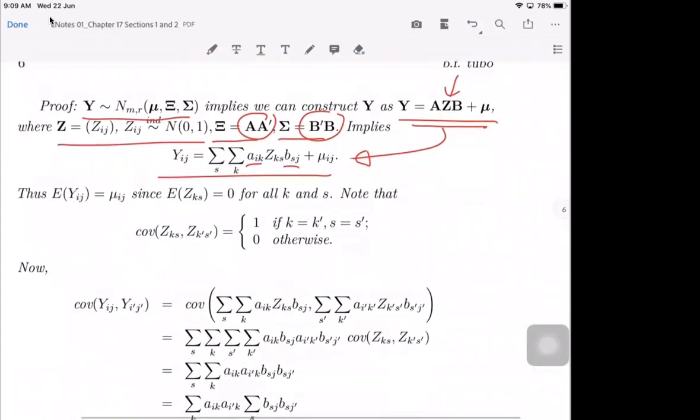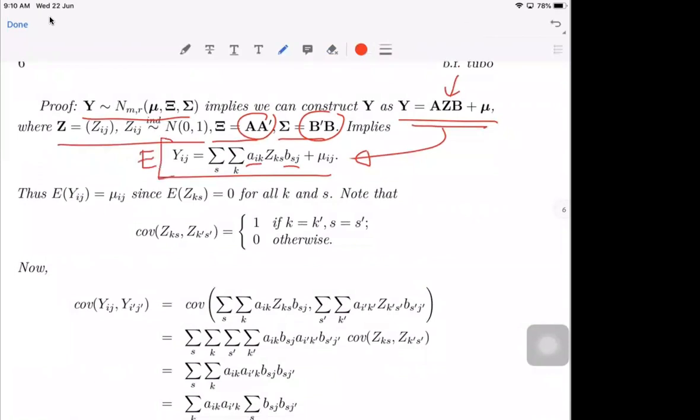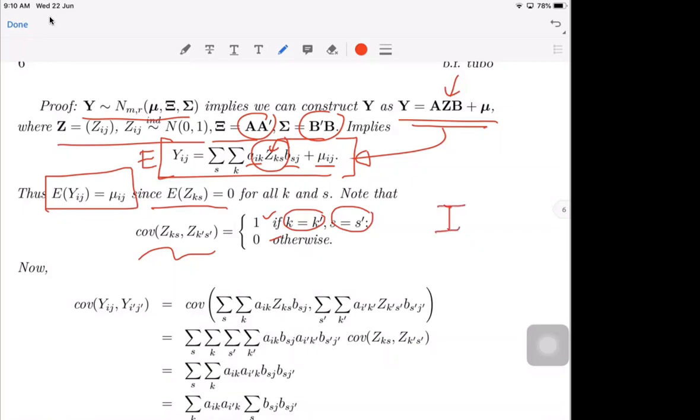And then if you get the expectation of this, this part here will just be equal to 0 because z here is standard normal. So what remains is just this. So this is true. And if you look at the covariance of the z's, it's either 1 or 0, no? Because it is standard normal. So if it is talking about itself, when k is equal to k prime and s is equal to s prime, then the covariance is 1, because the standard normal has identity variance. Otherwise, it's 0.